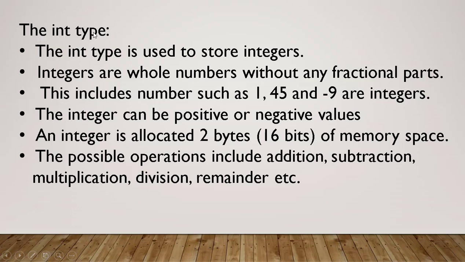So what is an integer? Integers are whole numbers without any fractional parts. What does this int data type store? It will store integers. Examples for integers can be 1, 45, 9 or 25. Any number without fractional values is known as an integer. It can take both positive and negative values. It is allocated 2 bytes of memory space. And the possible operations of an int type are addition, subtraction, multiplication, division, remainder, etc.